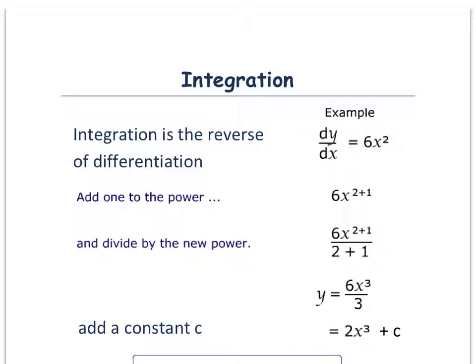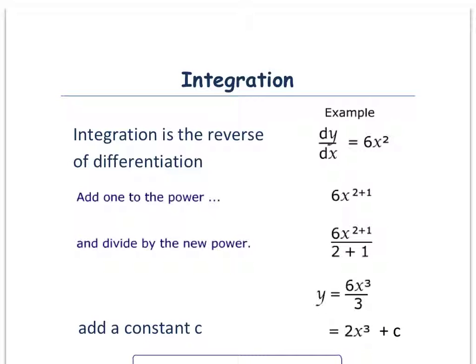So let's just do this with an example. It says dy by dx, because that's what you get when you've differentiated, is equal to 6x squared. Now, you're going to add 1 to the power, so this 2 becomes 2 plus 1. As you've added 1 to the power, you divide by the new power. So you've still got the 6x to the power of 2 plus 1, and you're dividing that by 2 plus 1. Next. If you simplify this, the 2 plus 1 becomes x cubed, and this 2 plus 1 here becomes divide by 3.